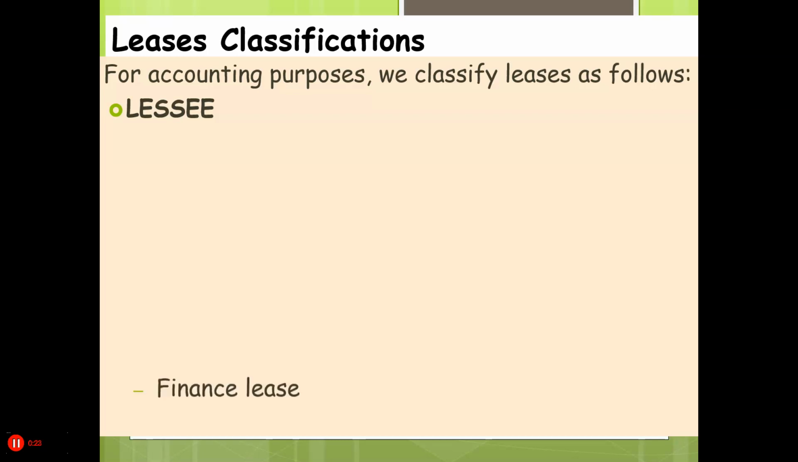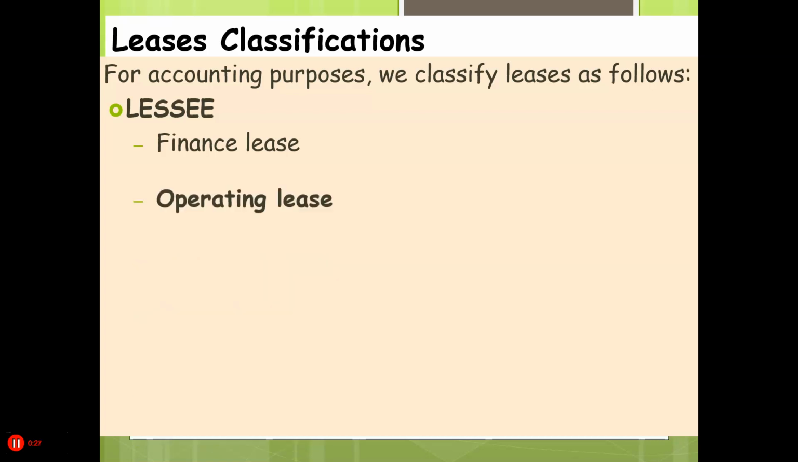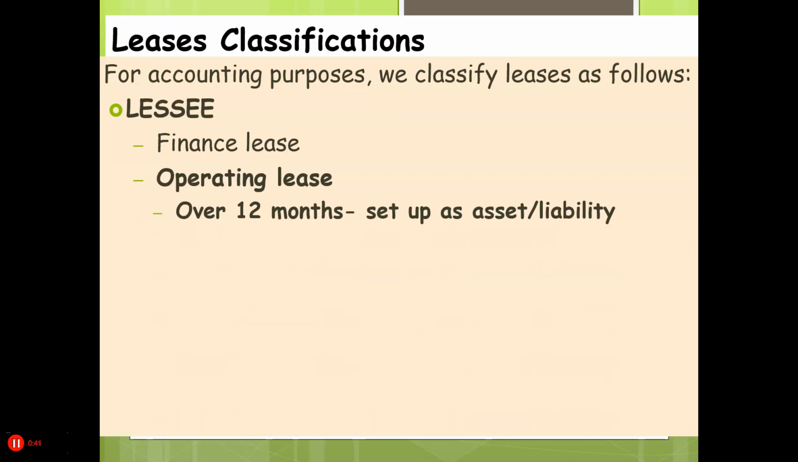For the lessee, there is what we call a finance lease. There's also an operating lease. Now, an operating lease is one that doesn't meet the criteria of a finance lease. But if it is an operating lease and it's over 12 months, we have to set it up as a right-of-use asset. If it's 12 months or less, usually you don't have to, and it only appears on the income statement.